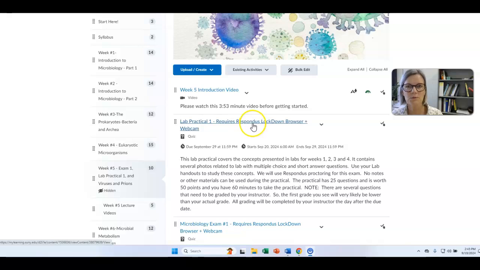Both of them are using Respondus. If you haven't done the Respondus practice quiz, I highly recommend doing that before you take the lab practical or the exam. If you have any questions about Respondus, let me know, but there is a bonus 2-point Respondus practice quiz. It's posted under week 4. You can go back to that as many times as you want and try it again and again.